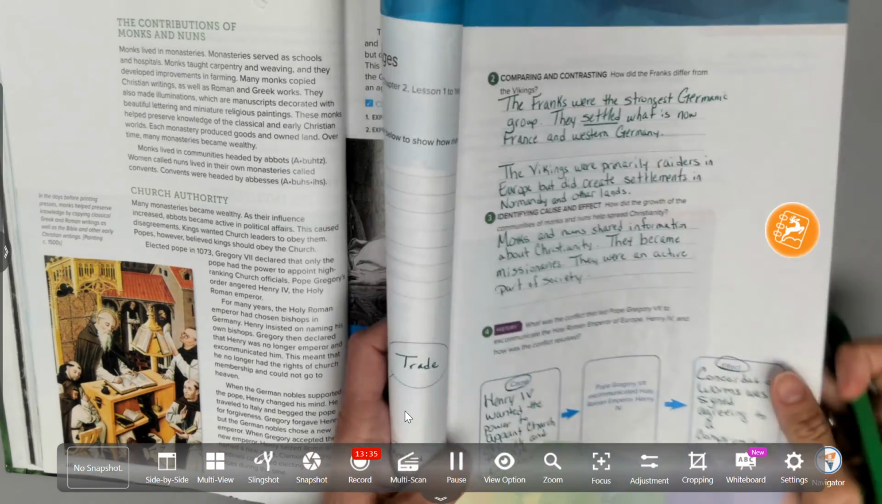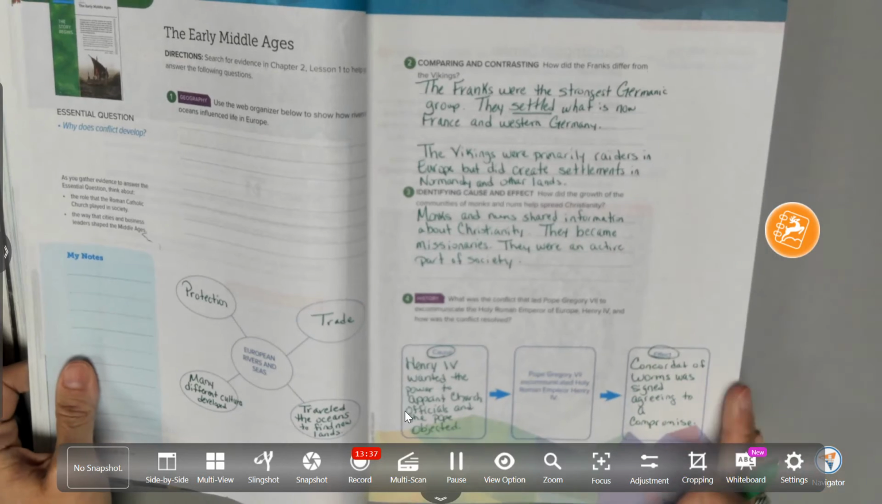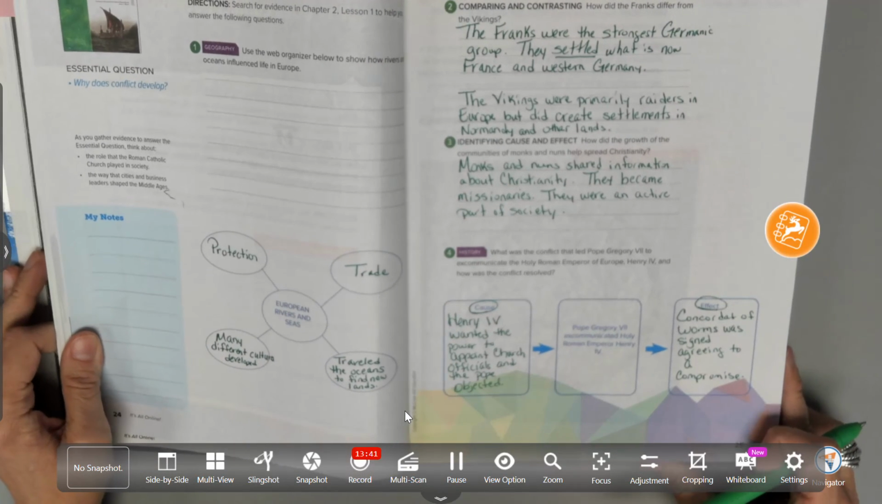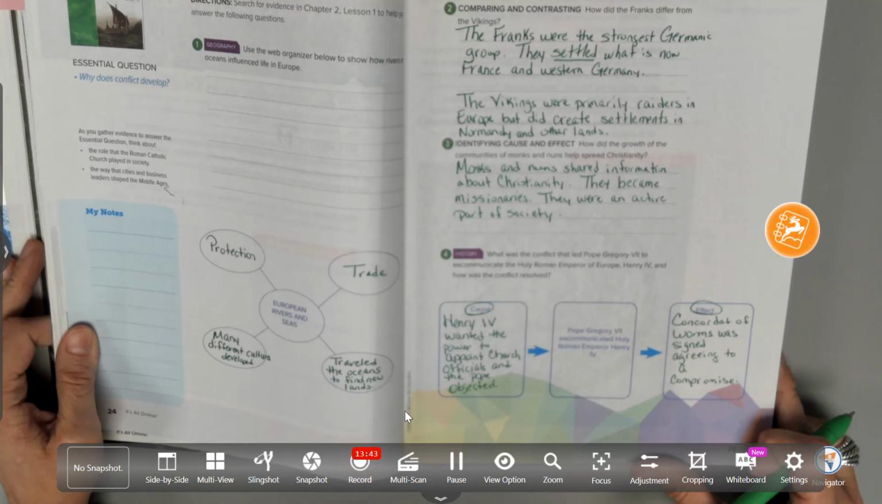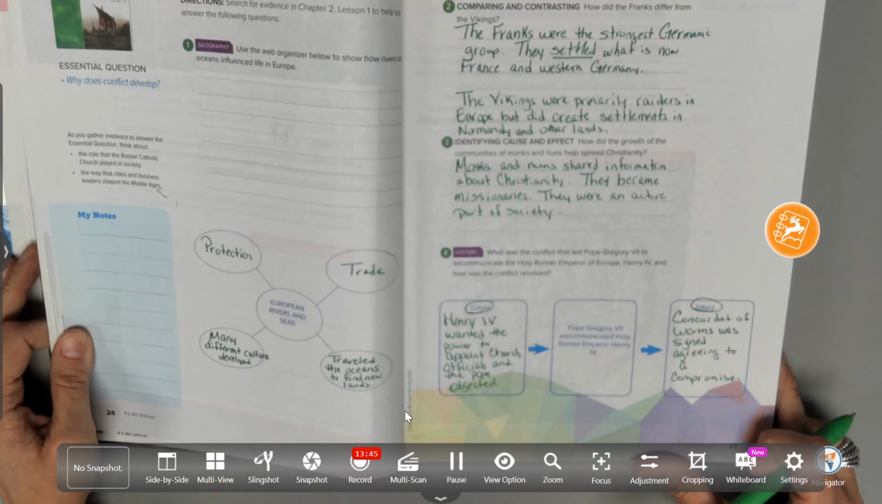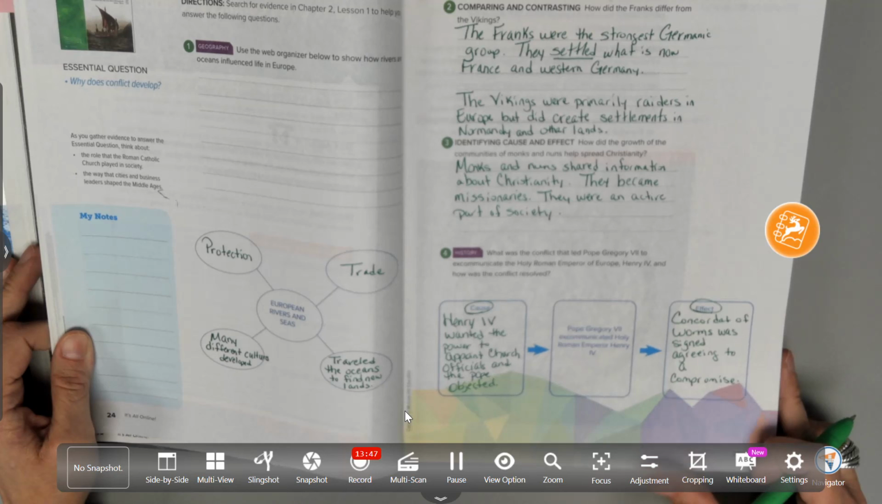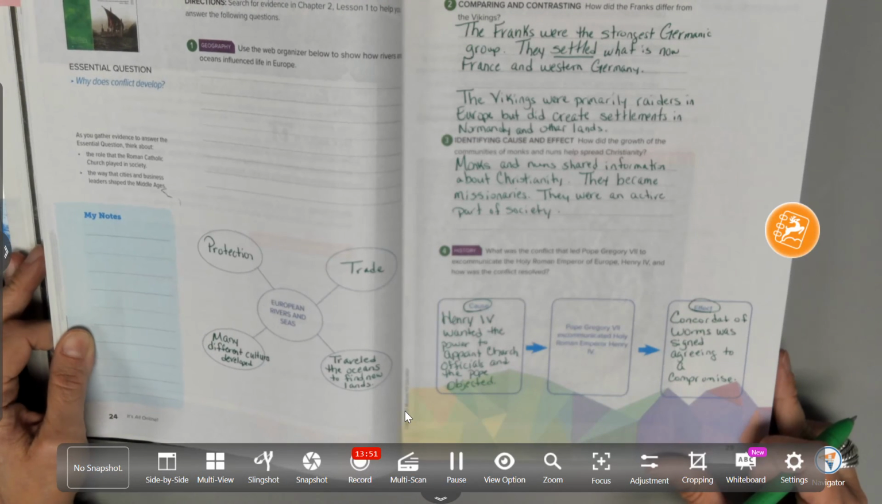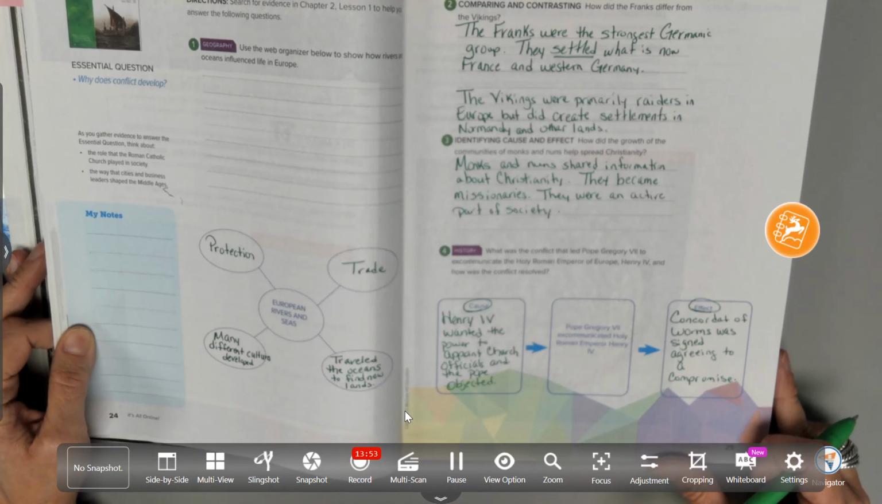Okay. So that is all of workbook pages 24 and 25. Remember, this was assigned on September the 29th. You only had 4 questions to complete. So if you have not completed this yet, I encourage you to go ahead and get that completed, because I will be grading these very soon.